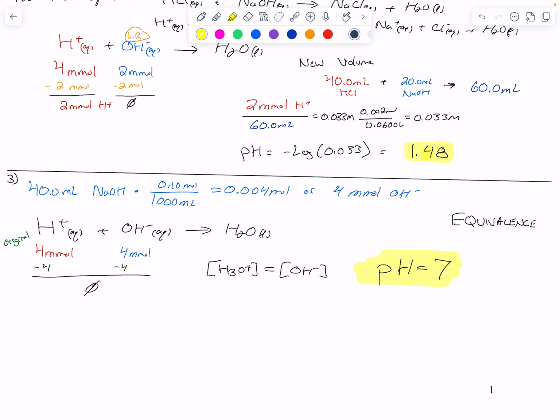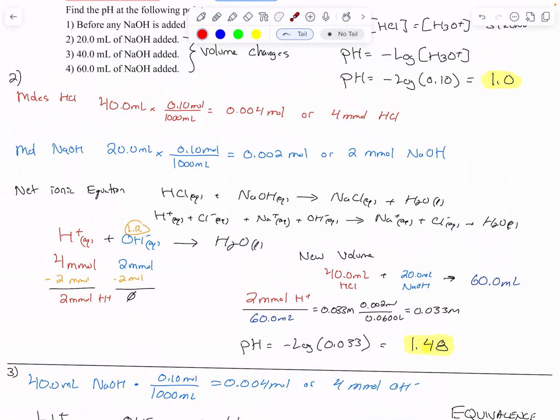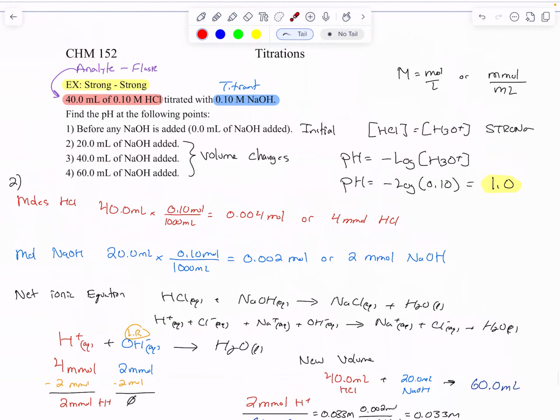Equivalence: the equivalence of a strong titration should be neutral. Before equivalence, the pH is due to excess H plus, so it should be below 7 if we have a strong base in the burette and the strong acid in the flask or beaker as the analyte. And then the initial is just the pH of a strong acid. All right, so that is the calculations of strong.